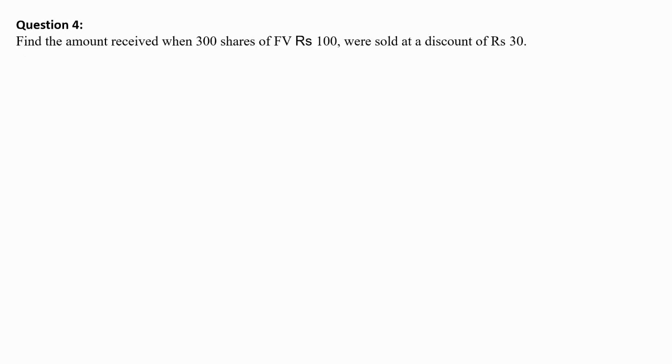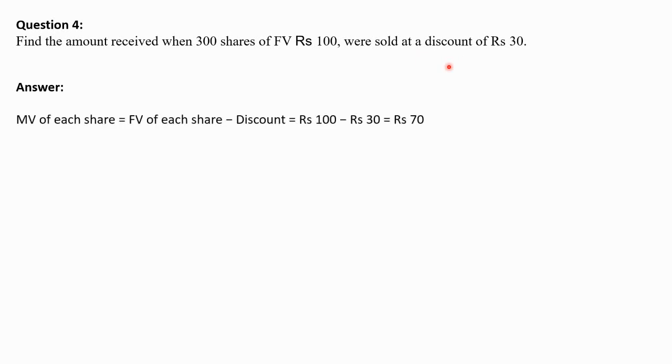Question 4. Find the amount received when 300 shares of face value rupees 100 were sold at a discount of rupees 30. So here let us solve. The market value of each share will be equal to the face value of each share minus discount. So that is rupees 100 minus rupees 30, which is 70 rupees. So 70 is the market value of each share.